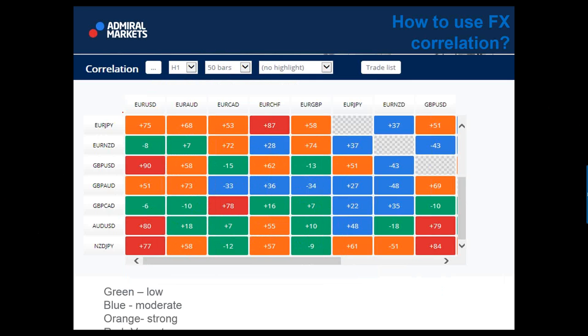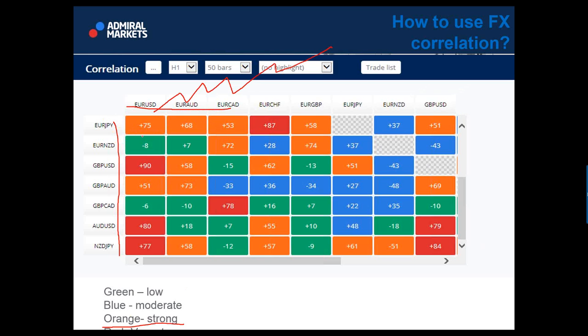So, this is one part of the matrix, this is another part of the matrix. For example, you want to compare euro yen to euro dollar. You just need to take a look at this quadrant here. It says plus 75. It's orange. That means that correlation is strongly positive, guys. And euro dollar and euro yen would definitely move in the same direction.